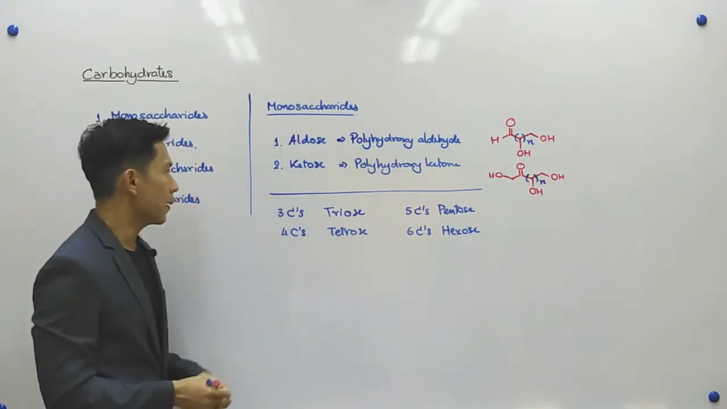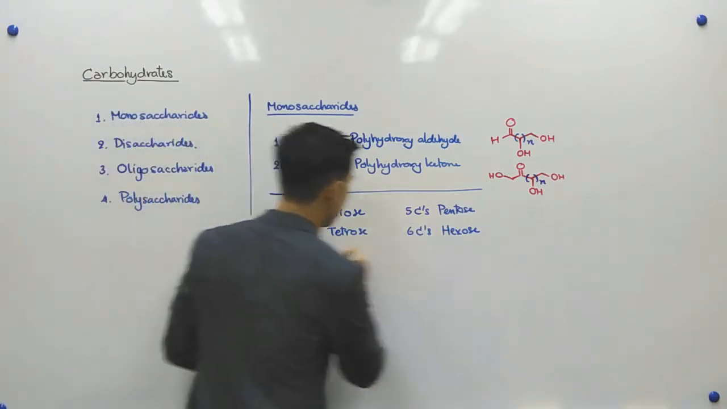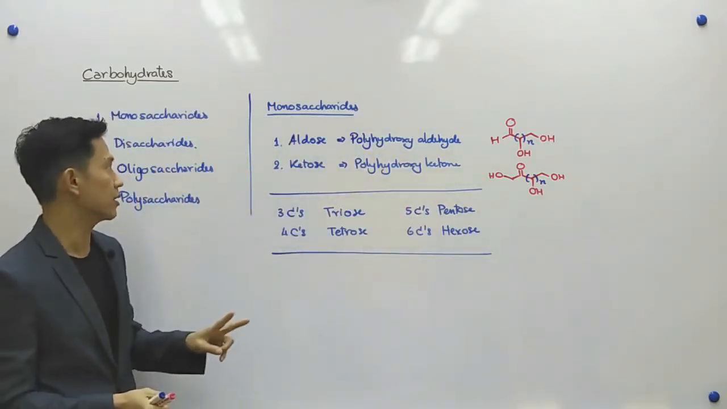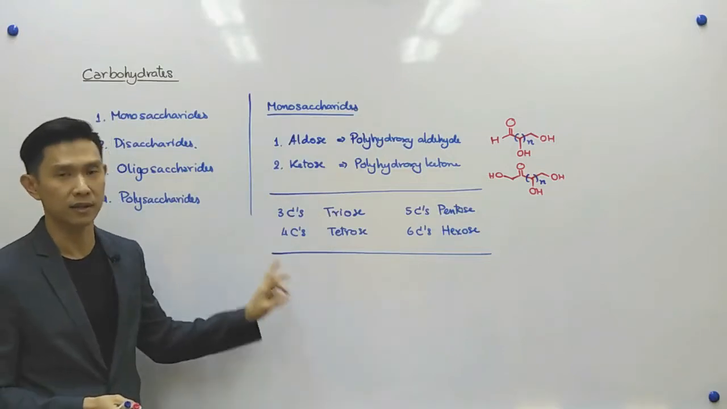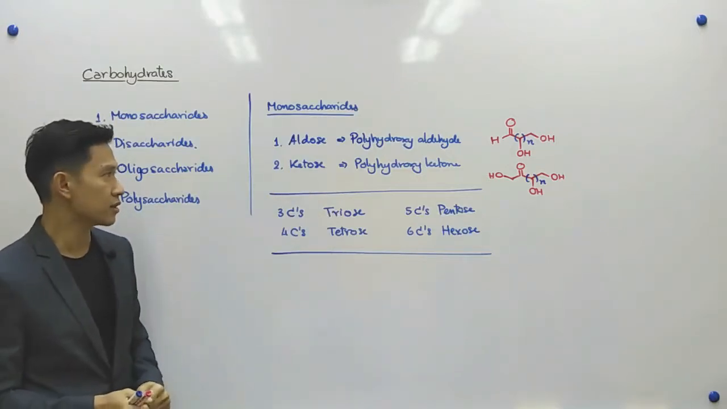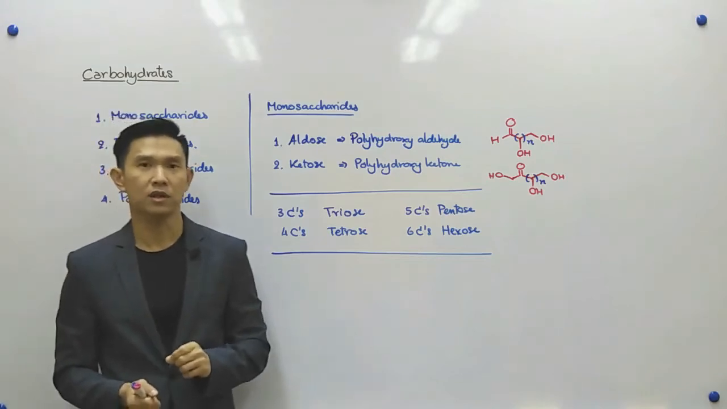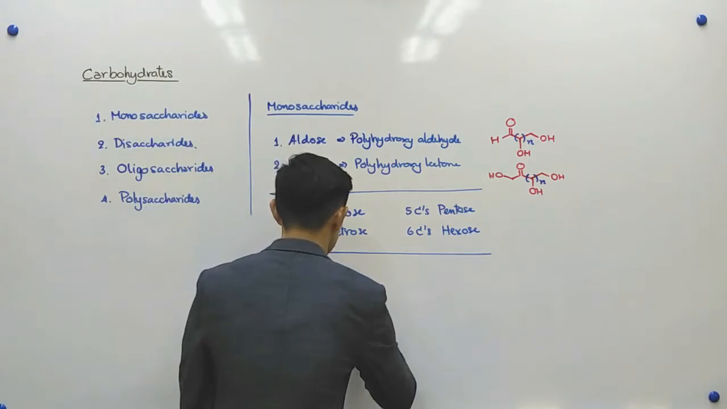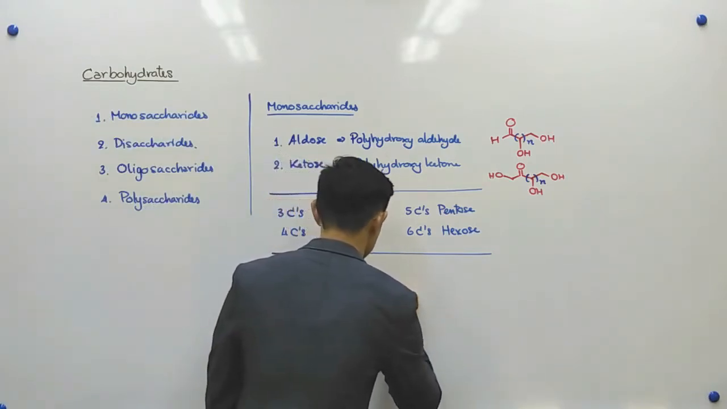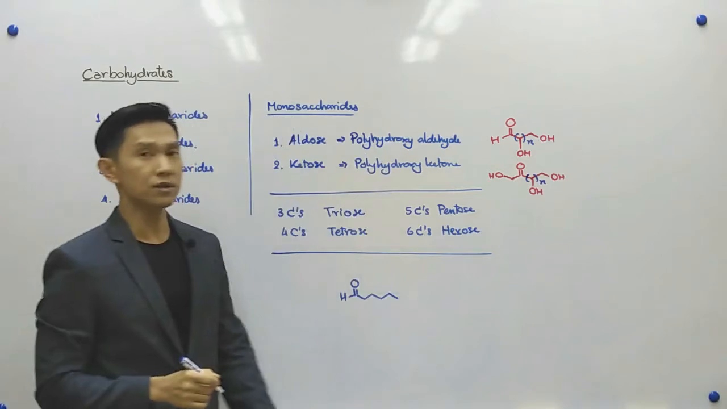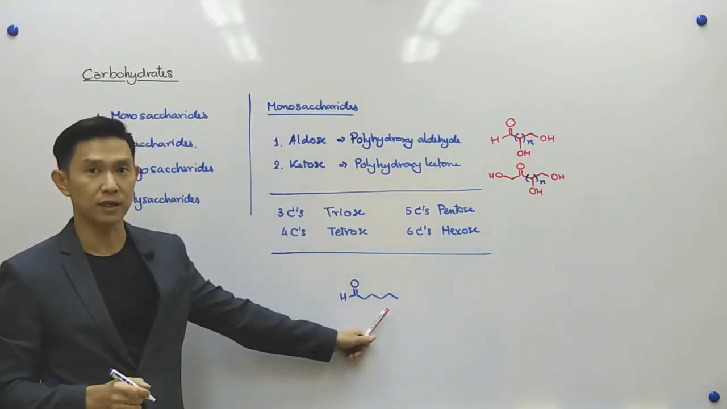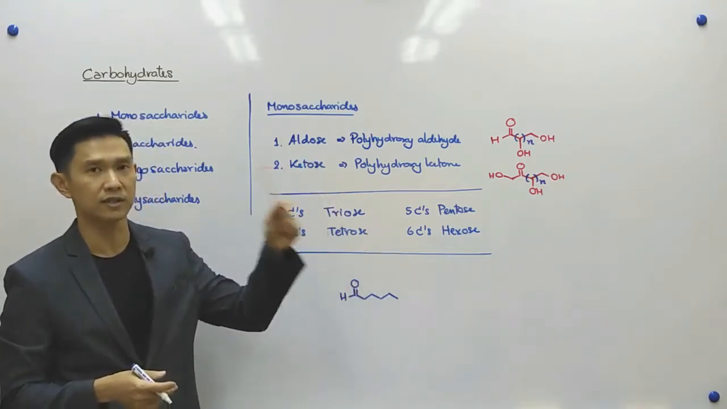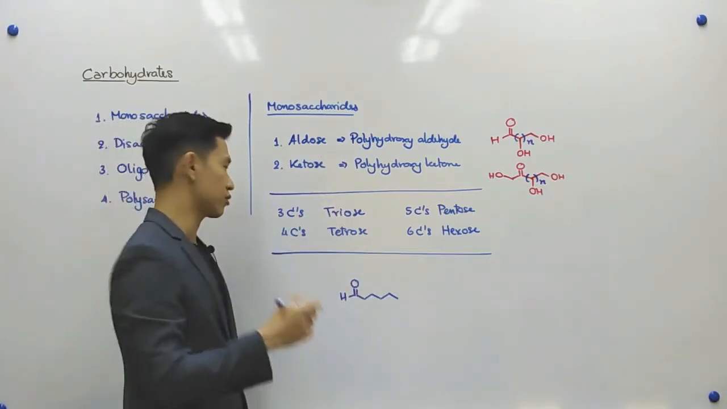Now, we know that we can categorize them by 2 criteria, the functionalities and the number of carbon atoms. So let's start with an example of a carbohydrate. A very famous example of a carbohydrate is glucose. So I shall draw the structure of glucose here. Glucose is composed of 6 carbons in one molecule, and as you can see, every carbon contains OH. And this is the structure of glucose.